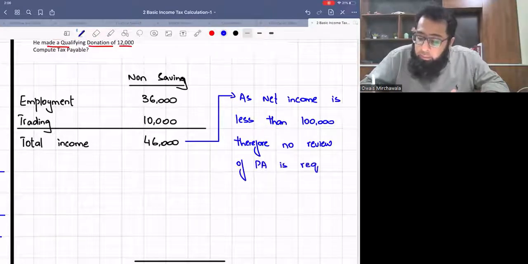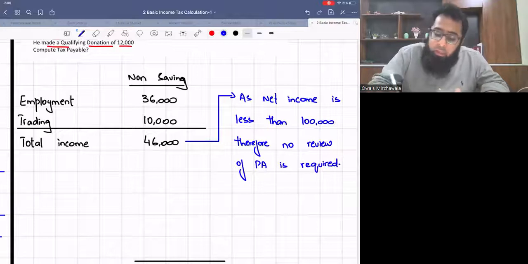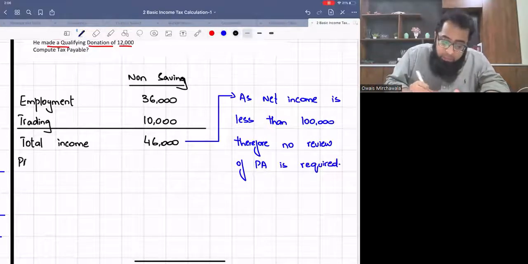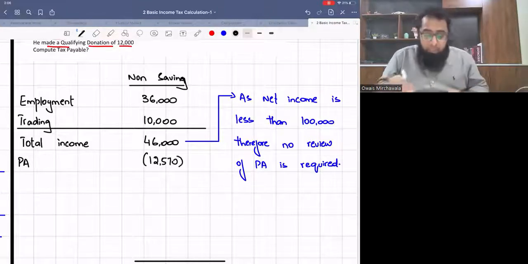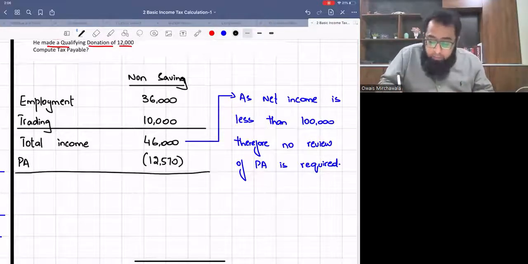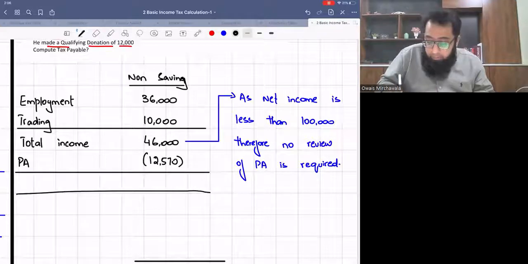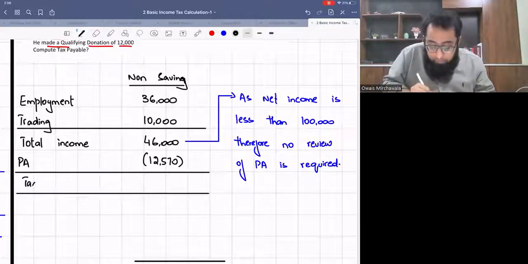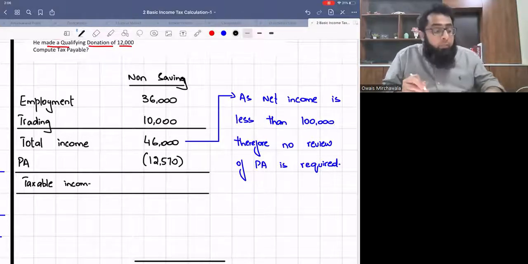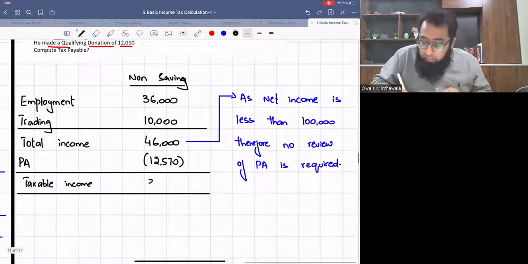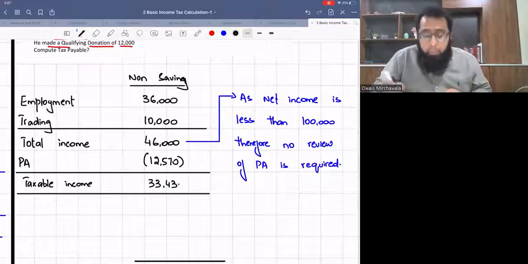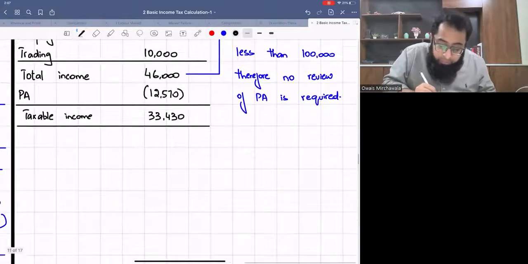Okay? So simply, the whole personal allowance will be available, which is 12,570. Now, this gives me taxable income of how much? Listen to me. This gives me taxable income of 46,000 minus 12,570. So it's 33,430. Now we have to apply tax on it.